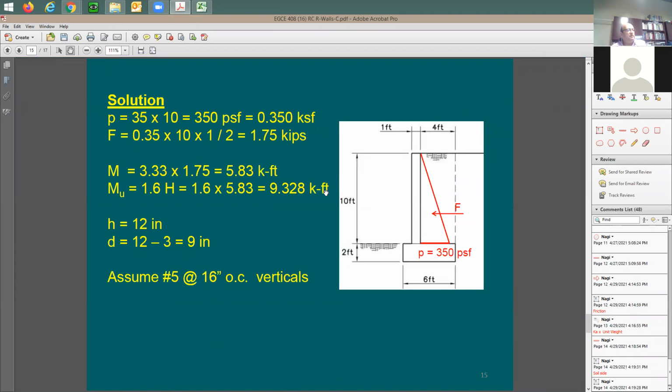So let's find out the pressure on this wall. So the section of the wall is right here. Now, when I do the active pressure, should I do it for 10 feet or should I do it for 12 feet? And here's my reason for this question.